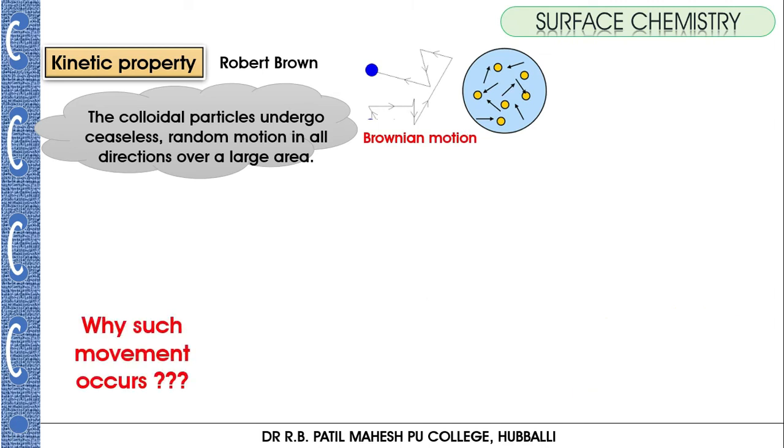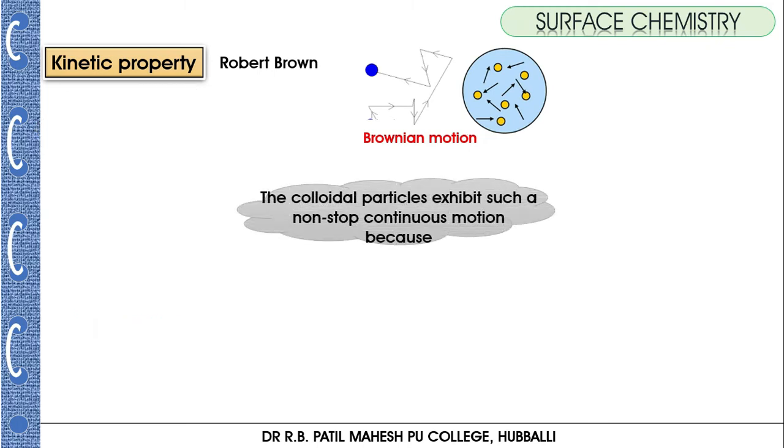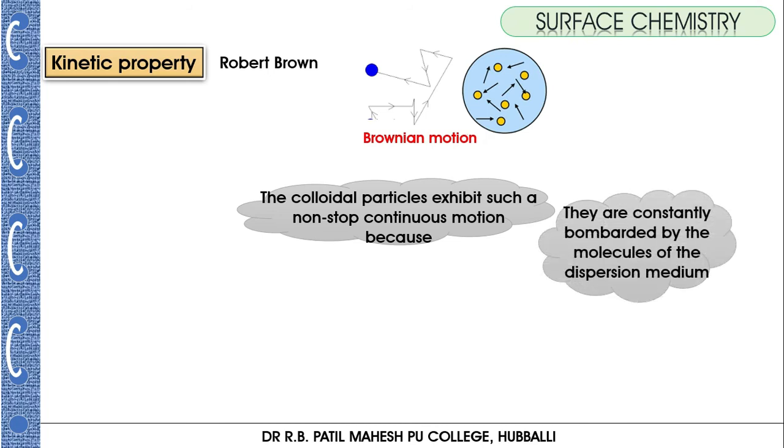So the question arises, why does such movement occur, students? See, the colloidal particles exhibit such non-stop continuous motion because these colloidal particles are randomly bombarded by the molecules of the dispersion medium. Nothing but solvent molecules randomly hit these colloidal particles, and there is a transfer of kinetic energy from the solvent molecules to the colloidal particle, students. And because of that, these particles move randomly or in zigzag motion.